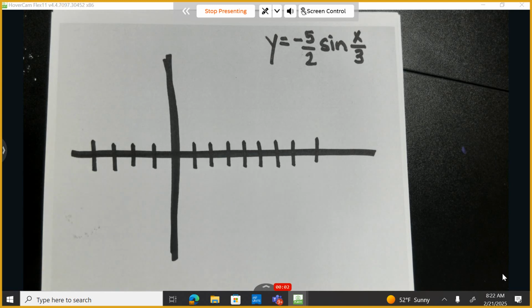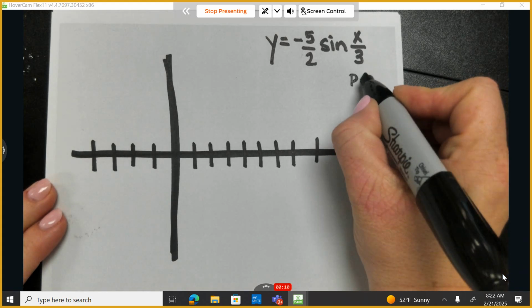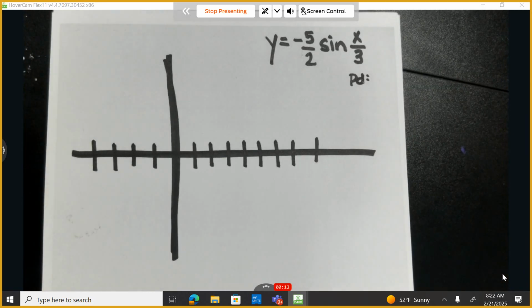In your notes, please write this down, or on your desk. Step 1 is always find the length of the period. And so I'm going to do that off to the side here, and I'm going to abbreviate just for space reasons. How do we find the length of the period?